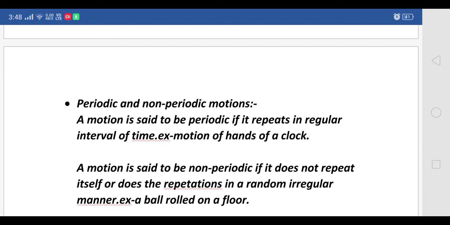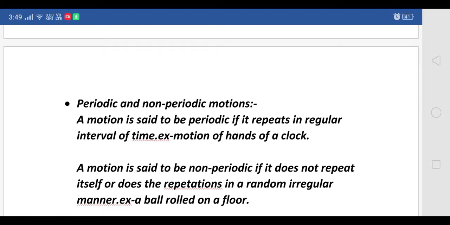When the object is not repeating itself after a regular period of time, or the motion occurs randomly, that is called non-periodic motion. The motion which does not repeat itself after a regular period of time is called non-periodic motion. A ball rolled on the floor is not periodic. It cannot repeat itself in the same interval of time. So this is non-periodic motion.